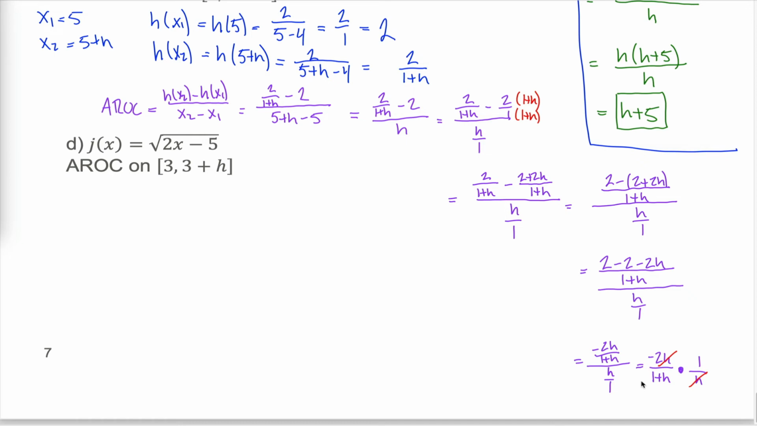So what does this thing end up looking like? Well, this h is gone, so I got negative 2 times 1, in other words, negative 2. And then down in the bottom, I got 1 plus h times 1, in other words, 1 plus h. My answer for the average rate of change of this function from 5 to 5 plus h is this expression right here. I know that's a lot.